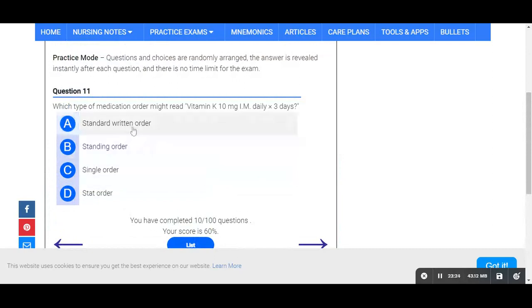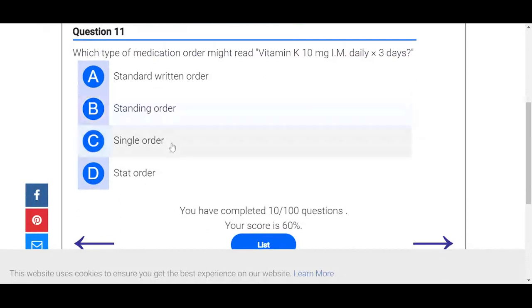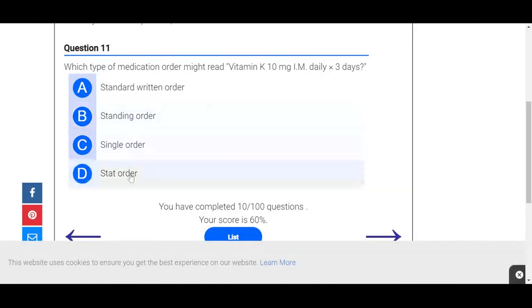Okay, now, which type of medication order might read vitamin K, 10 milligrams, daily, 3 times a day? Okay, this is good. We can actually zoom this out. Which type of medication order might read vitamin K, 10 milligrams, 3 times a day, for 3 days? Standard written order. No, this is not a stat order. Stat means immediately.